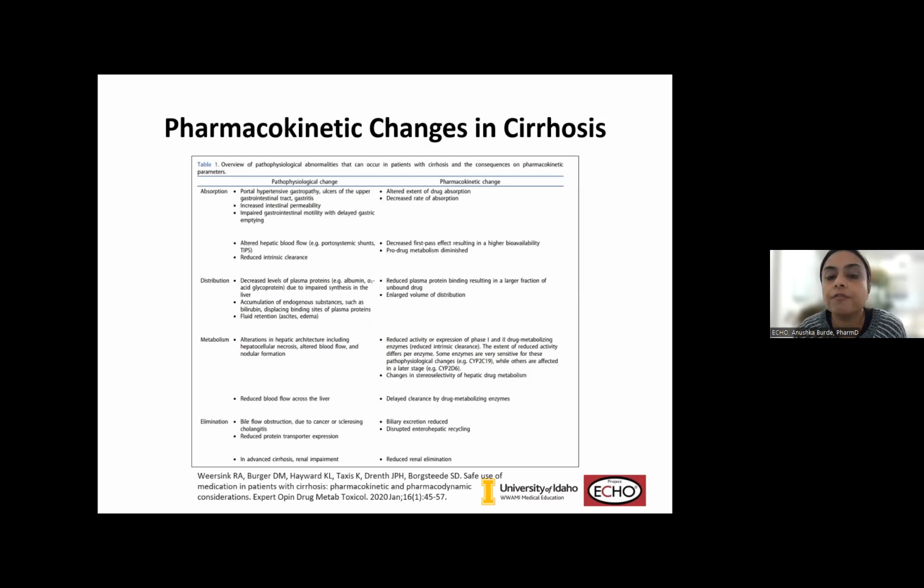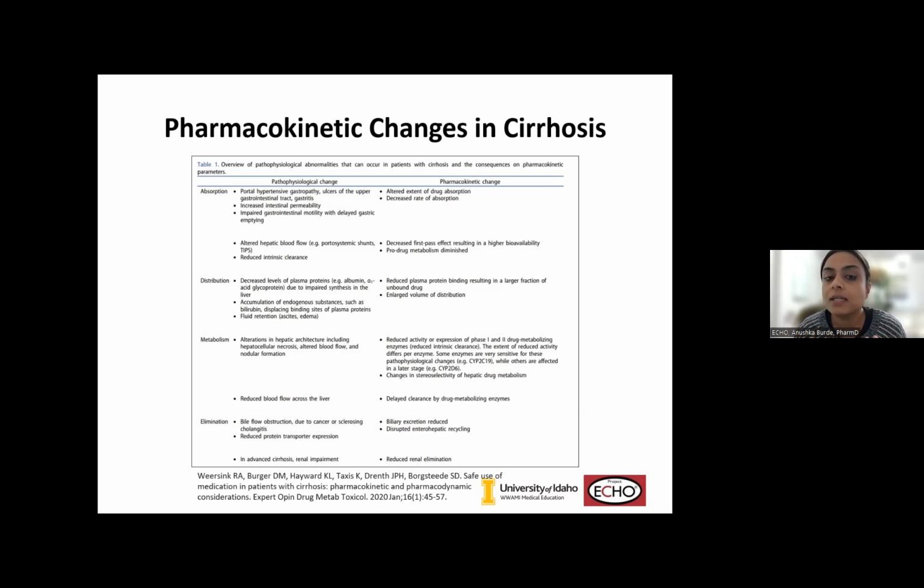Now, this table just shows you the actual pathophysiological changes that occur in the liver in the setting of cirrhosis and what implications they could potentially have on drugs. So, for example, let's think about absorption. In cirrhosis, there is impaired gastrointestinal motility with delayed gastric emptying. This results in a decreased rate of absorption of the medication.